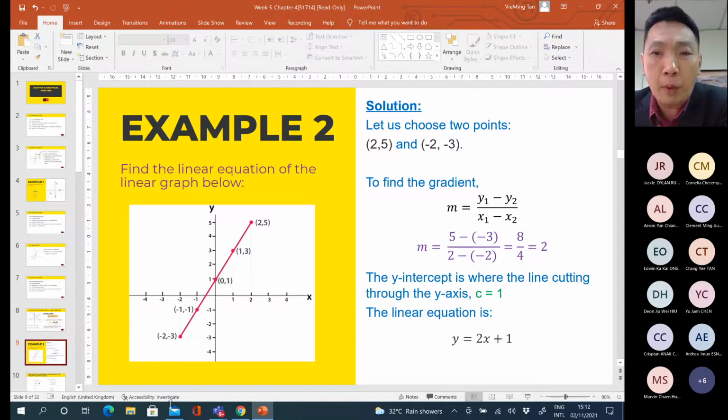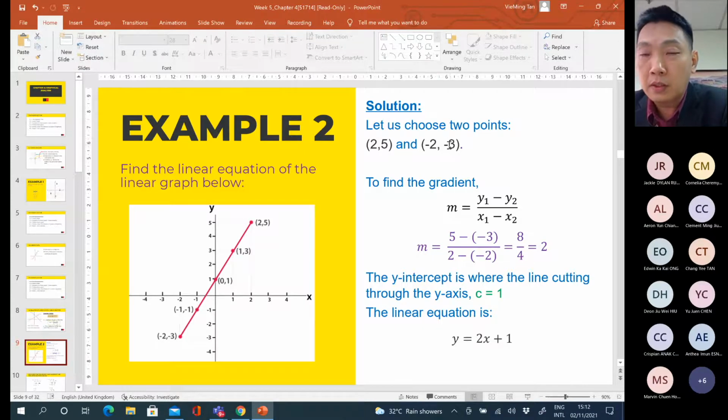You can choose any 2 points from these 5 points. Choose any 2 points among these 5 points. Okay, so let us choose the first point, 2, 5, and the second point, -2, -3. So in this case, this is x1, this is y1, this is x2, and this is y2.